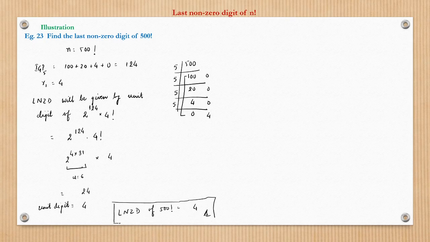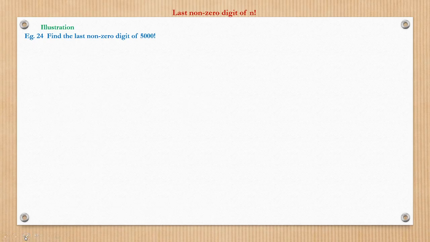So this is a very simple method. You just have to remember the steps and the method to find the unit digit of 2 raised to power n. Now next example we'll see: find the last non-zero digit of 5000 factorial. So see, again, you cannot apply method 1 here, otherwise that will be futile. So we will go by this simple method.